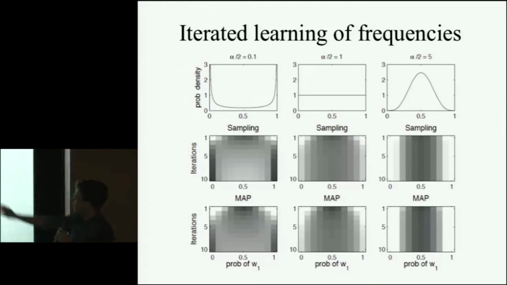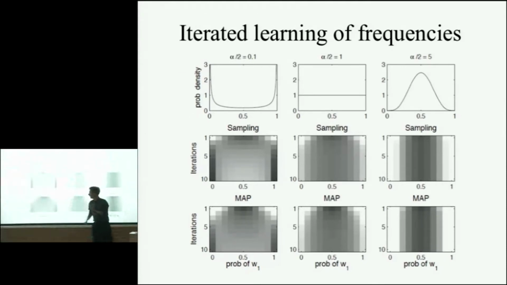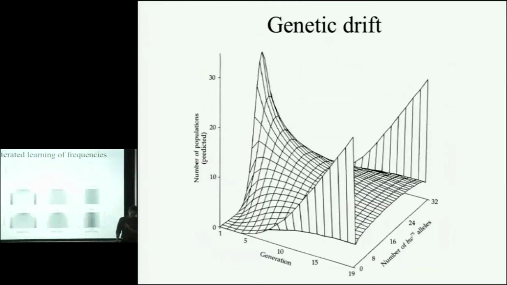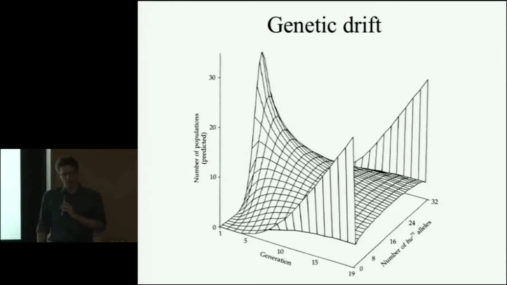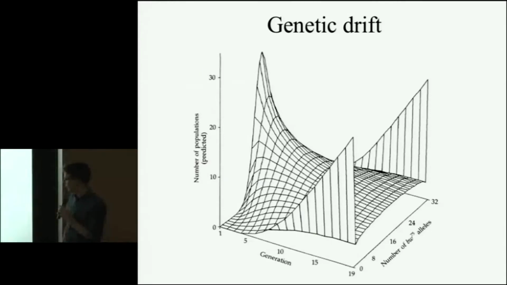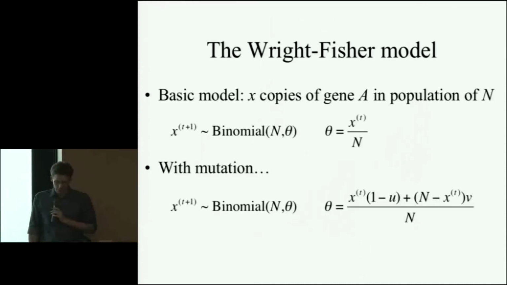So if you look at these plots a little bit, and this one in particular, then it might remind you of something that you saw before. In fact, it looks very much like this kind of plot of what happens if you take a finite population and breed the members of that population. It looks a lot like genetic drift. And that's not a coincidence.